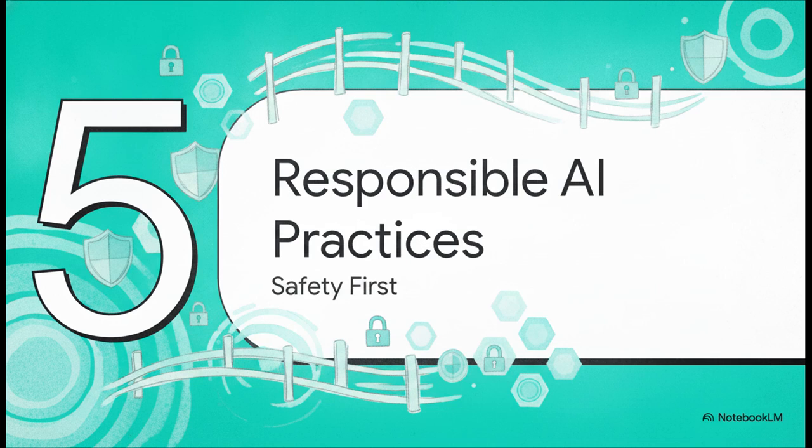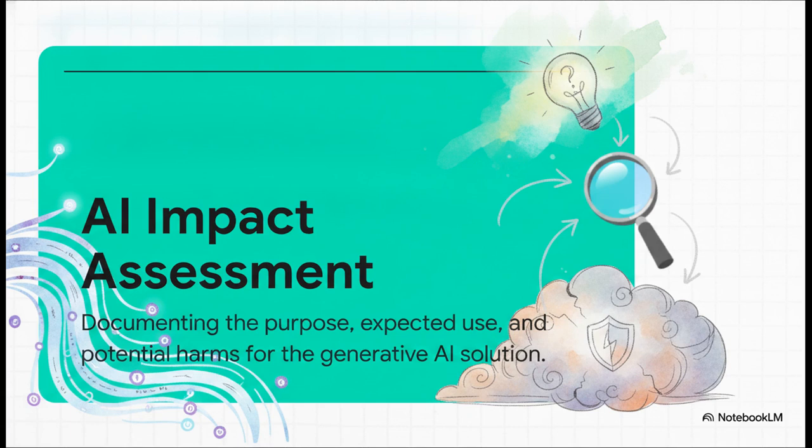Finally, Section 5, Responsible AI Practices. Putting AI into the wild starts with an AI impact assessment. And make no mistake, this isn't just some legal paperwork. It's a crucial exercise where you document the precise purpose, the expected use, and most importantly, the potential harms for the generative AI solution. You have to map this all out before a single line of code hits production.